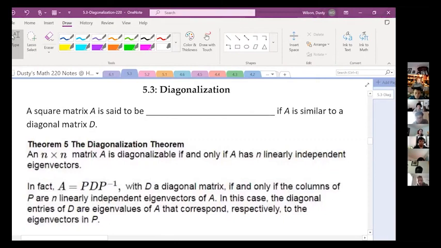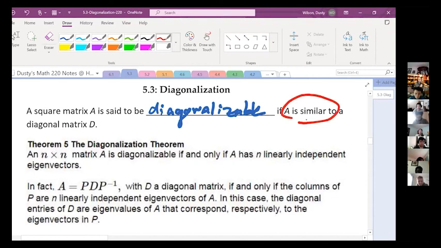Take care, everyone. So when last we were together as a group, we began talking about section 5.3 on the diagonalization of a matrix. And as you may recall, a matrix is diagonalizable if it is similar to some diagonal matrix D. It's similar, and when we said similar, what we're talking about is it's the same transformation, but with respect to a different basis.